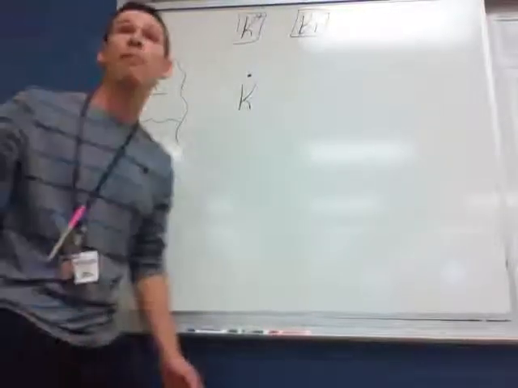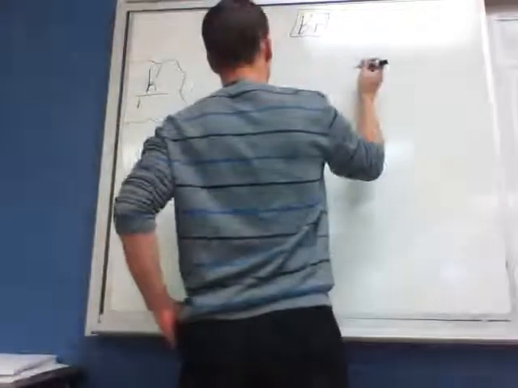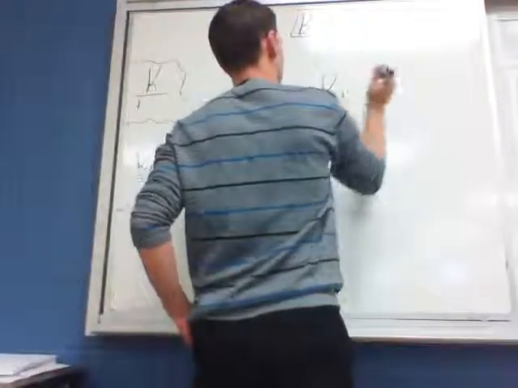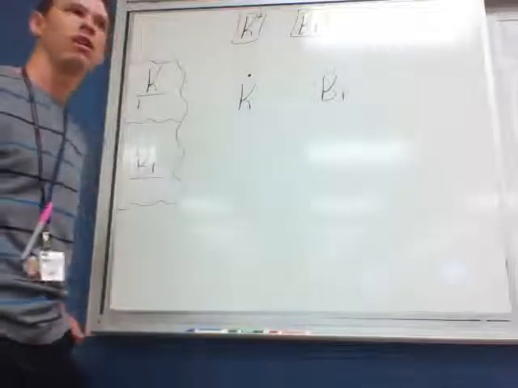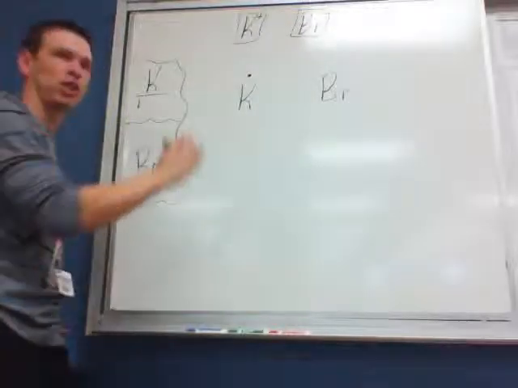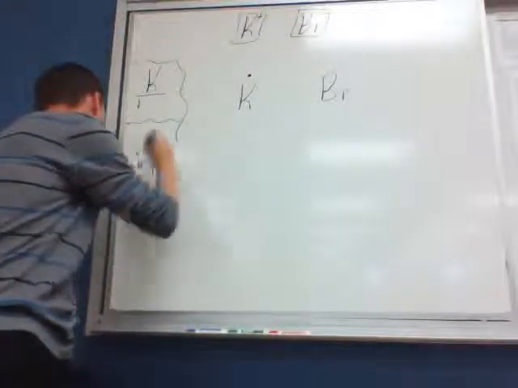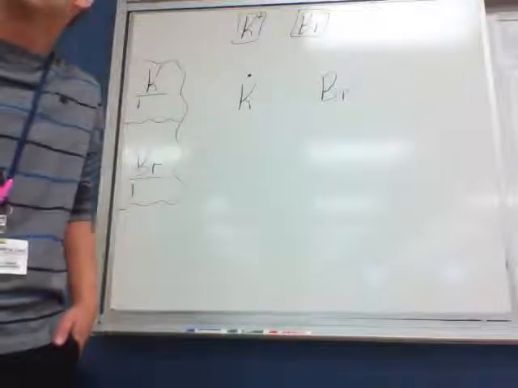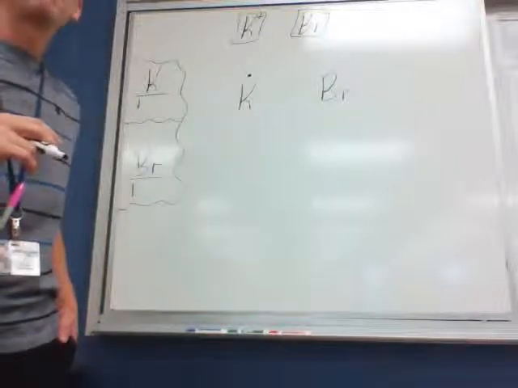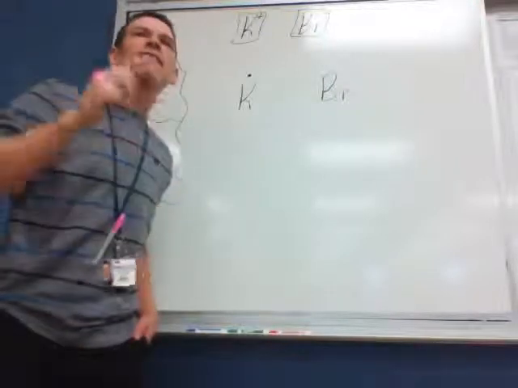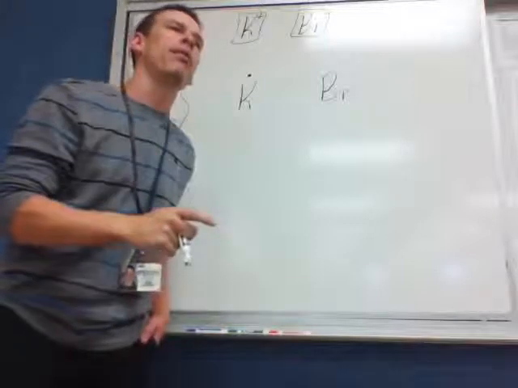Now I'm going to draw a bromine. There's bromine. So watch, I'm going to go to my tally marks. I have now drawn 1 bromine. How many valence electrons does bromine have?